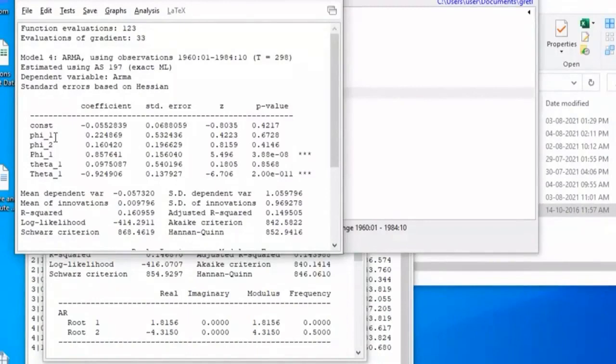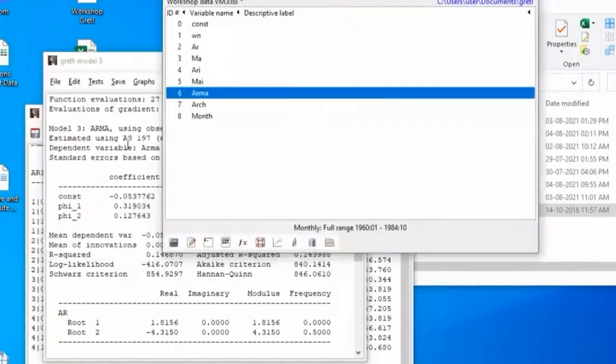Okay. So shall we turn to co-integration? Yes, sir. Okay. So everybody okay? I'm closing this.